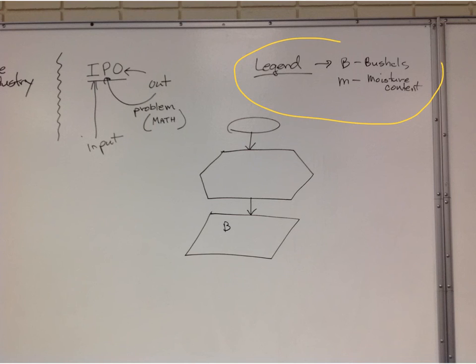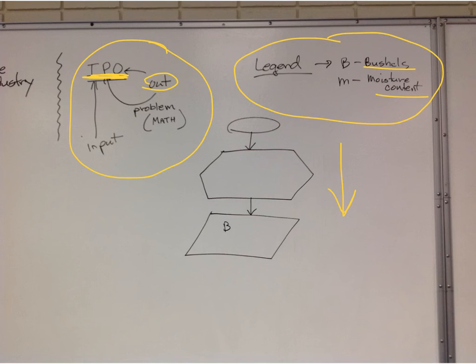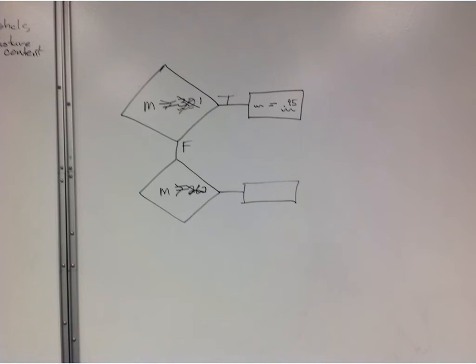We talked about moisture content, bushels, moisture content, reviewed a little bit about flowcharts. Again, IPO, you have to know what do we want for a result, what kind of math or problem will solve that, and then what do we need to put in to get that result. It's just a good process to think about when attempting to design software.